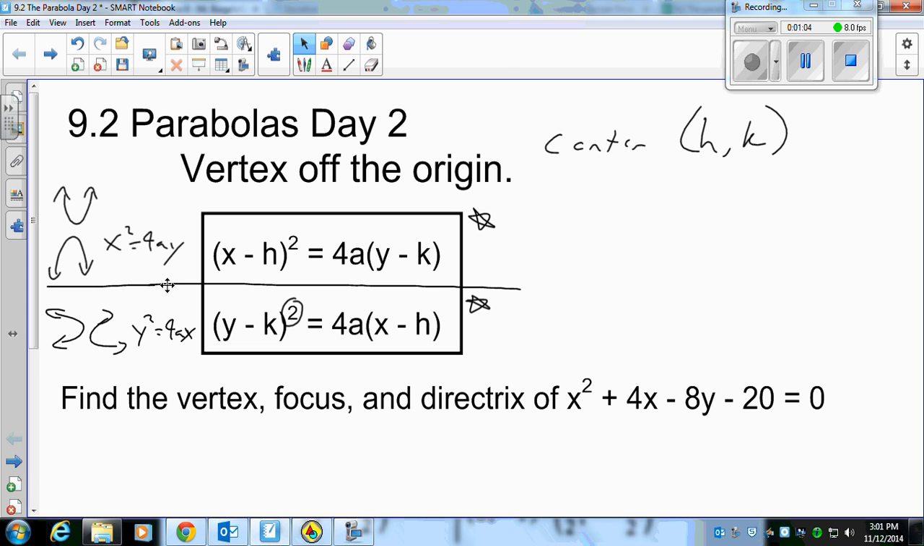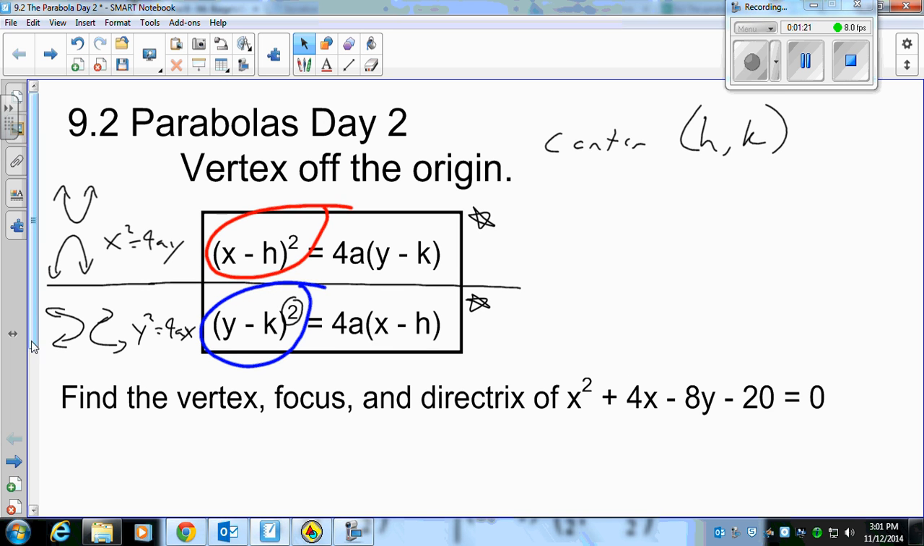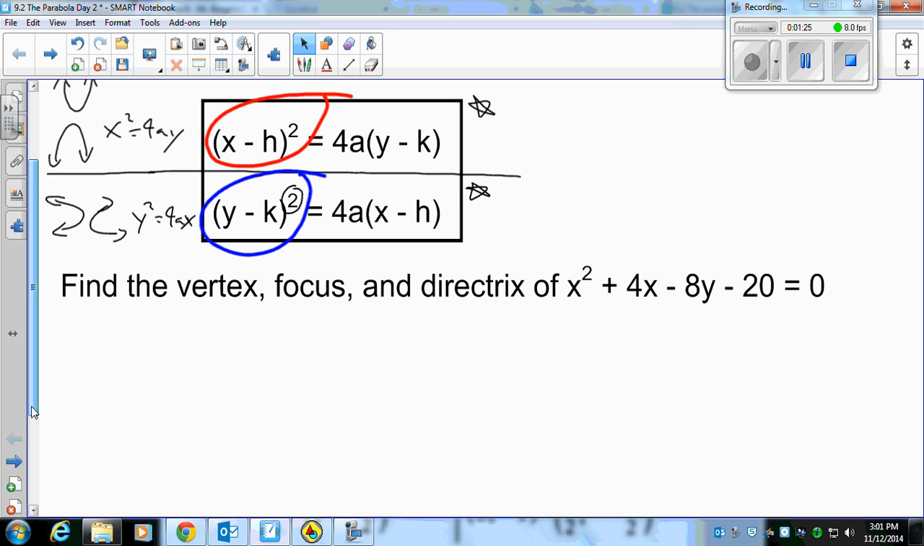That same knowledge base needs to be carried over to today. Am I dealing with an x squared term, concave up or concave down, or a y squared term, concave left or right? That is really important, and a lot of it should be determined from the information you're given, whether it's your focus and vertex or vertex and directrix. You should be able to decide if it's concave up, down, left, or right.